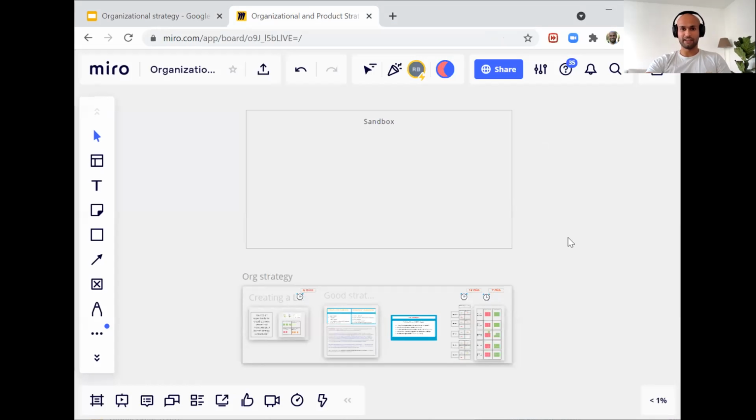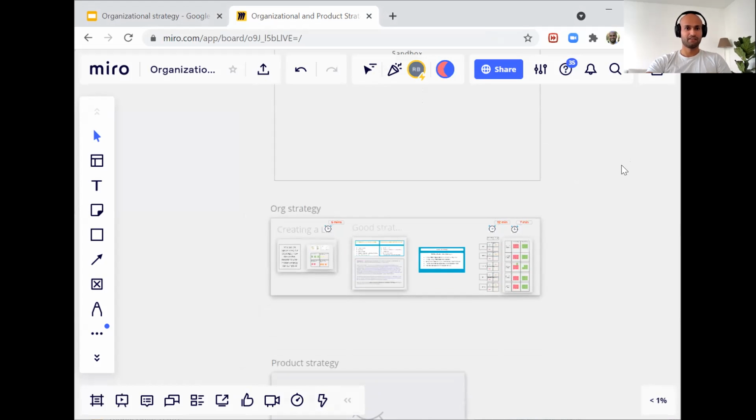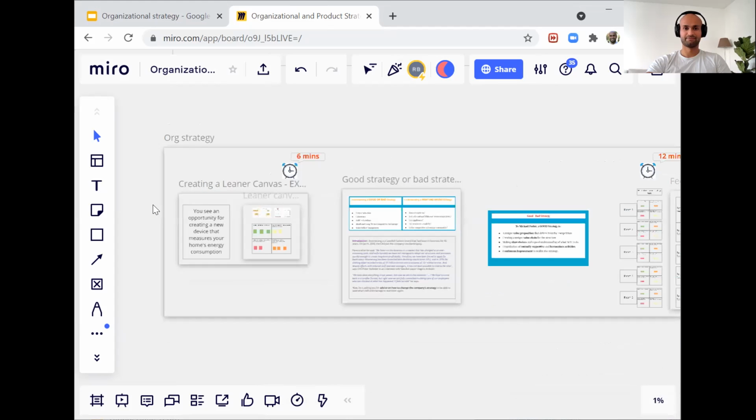If you are not able to access the Miro board, please unmute yourself or write it in the chat, and we can help you out. All right. Are people able to access the Miro board? It seems so.